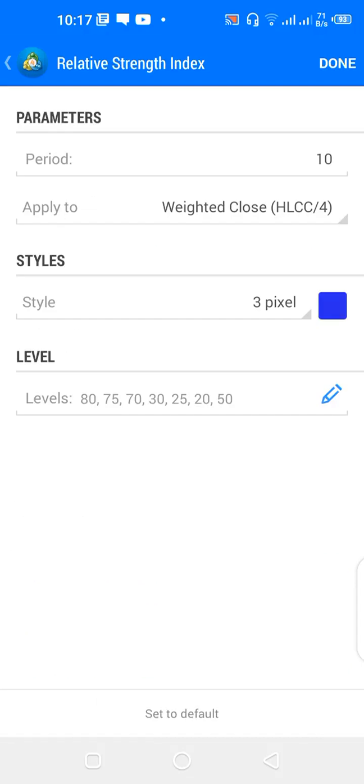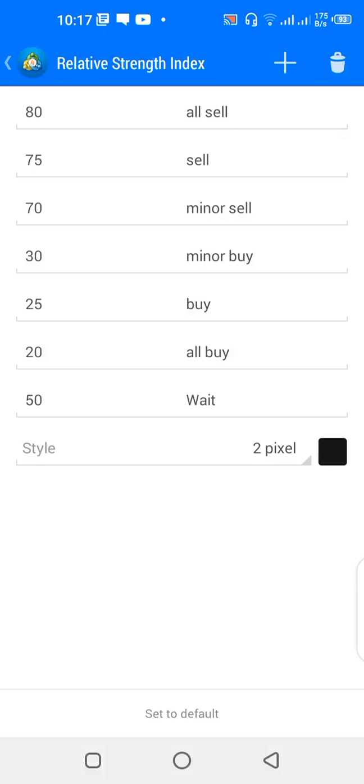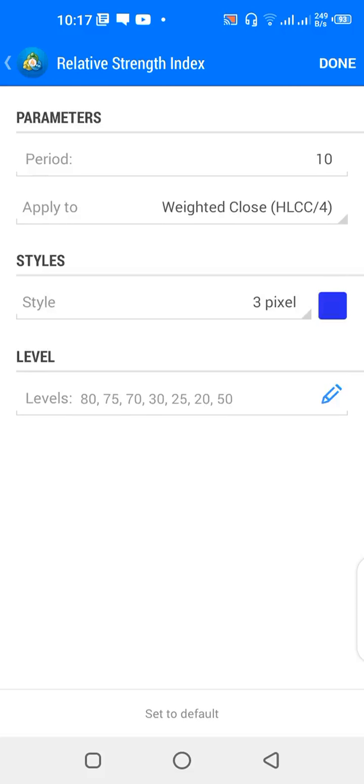Then we have indicator window 2. We have RSI. Period is 10. Apply to weighted close. Color is blue. Then for the levels, we have 80 as all sell, 75 as sell, 70 as minus sell, 30 as minus buy, 25 as buy, 20 as all buy. Then we have 50 as weight.